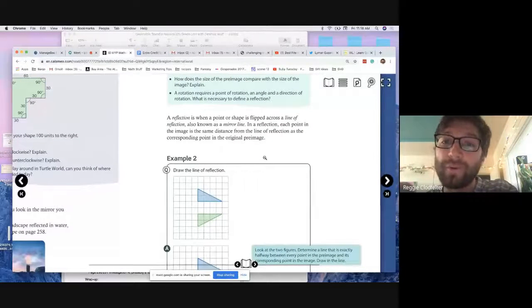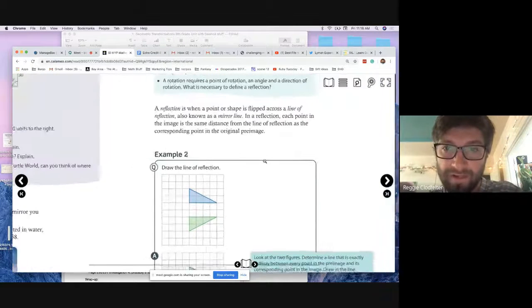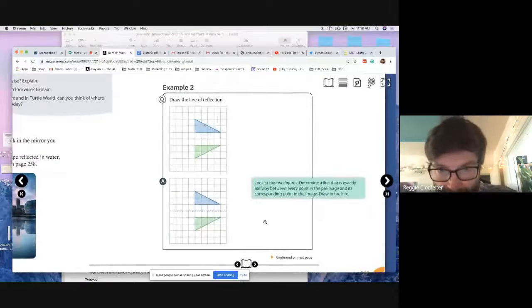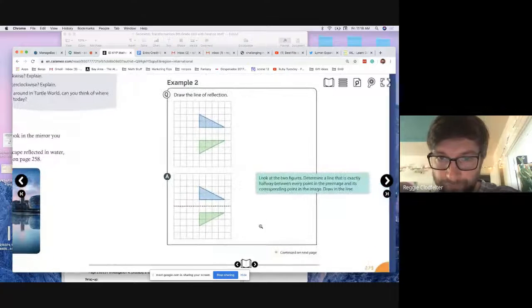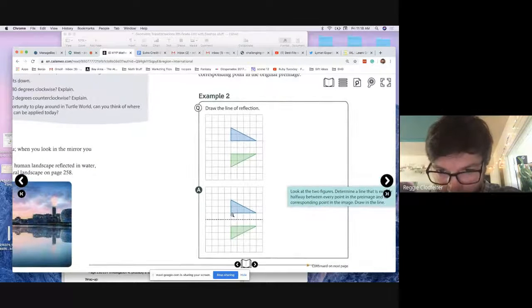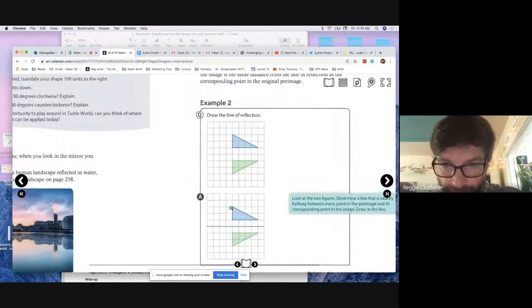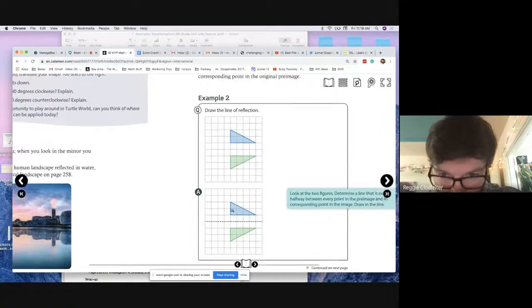A reflection is when a point or shape is flipped across a line of reflection, also known as a mirror line. In a reflection, each point in the image is the same distance from the line of reflection as the corresponding point in the original pre-image. This is very important. So, for example, in this image here, we have a line that's halfway between them. This is our line of reflection. All of the vertices of our blue triangle, this one, and this one, their corresponding vertices will be the same exact distance from the line of reflection every time.